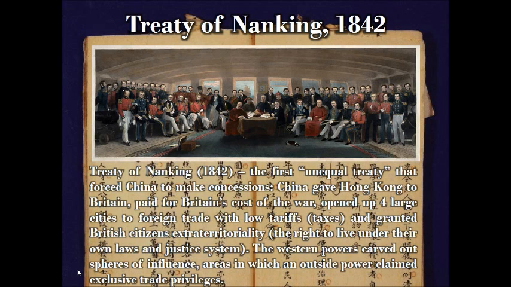laws and justice system. The Western powers carved out spheres of influence, which are areas in which an outside power, in this case Britain, claimed exclusive trading rights in China. It's very important to remember the Treaty of Nanking is an unequal treaty.